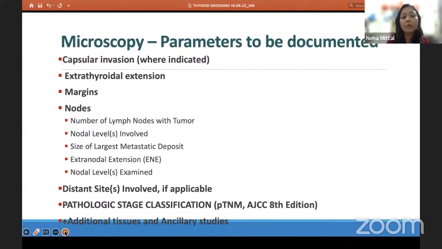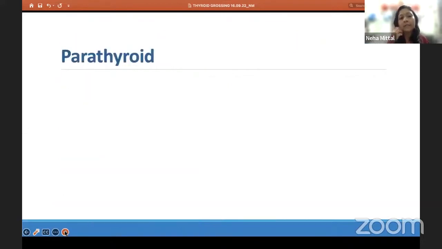So these are documents which I have already said. Nodes, very important to describe the nodes. Number of nodes, nodal levels, size of largest metastatic deposit, presence or absence of extranodal extension and nodal level. Distant site involvement, if present, is mandatory. Pathological classification, pTNM, is mandatory, and additional tissues and ancillary studies, if present, are desirable. With that, I will shift to parathyroid very quickly.